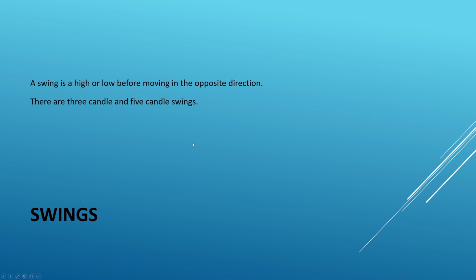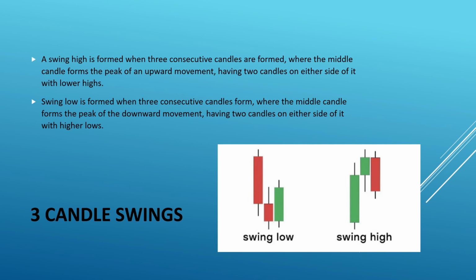A swing is a high or low before moving in the opposite direction. There are 3 candle swings and 5 candle swings. A 3 candle swing high is formed when 3 consecutive candles are formed, where the middle candle forms the peak of an upward movement, having two candles on either side of it with lower highs. This one. As you can see, this middle candle's high is higher than these two.